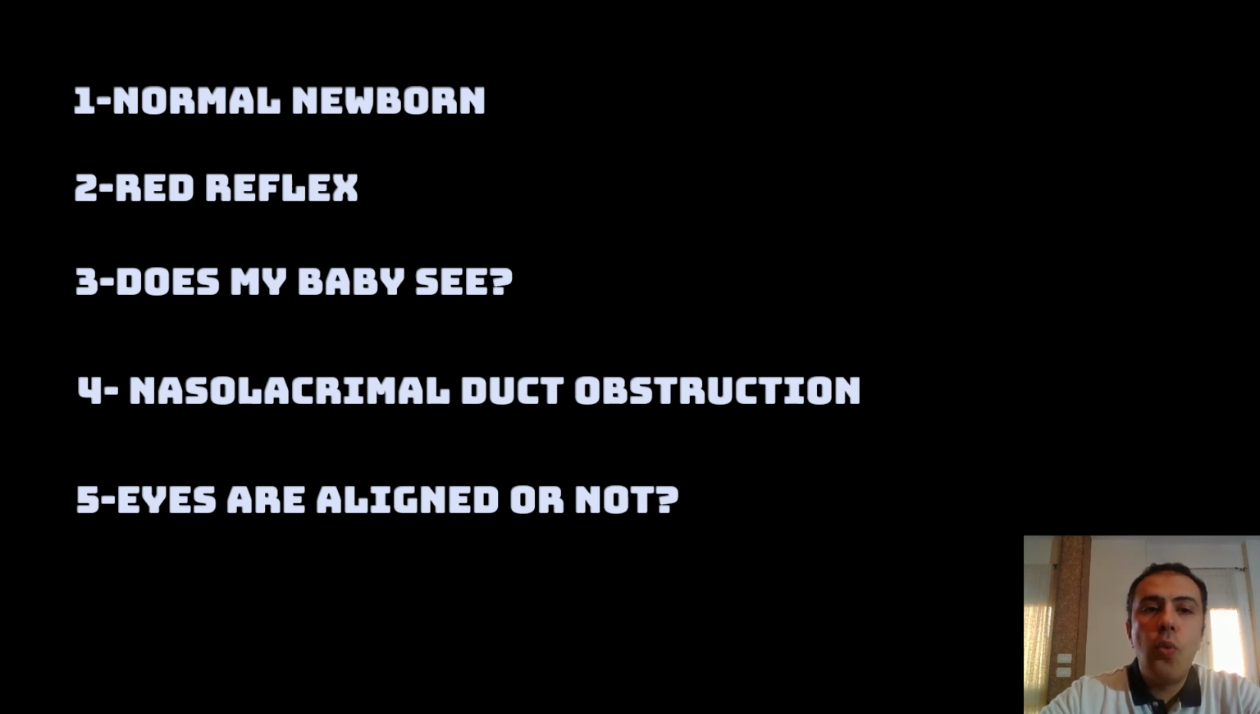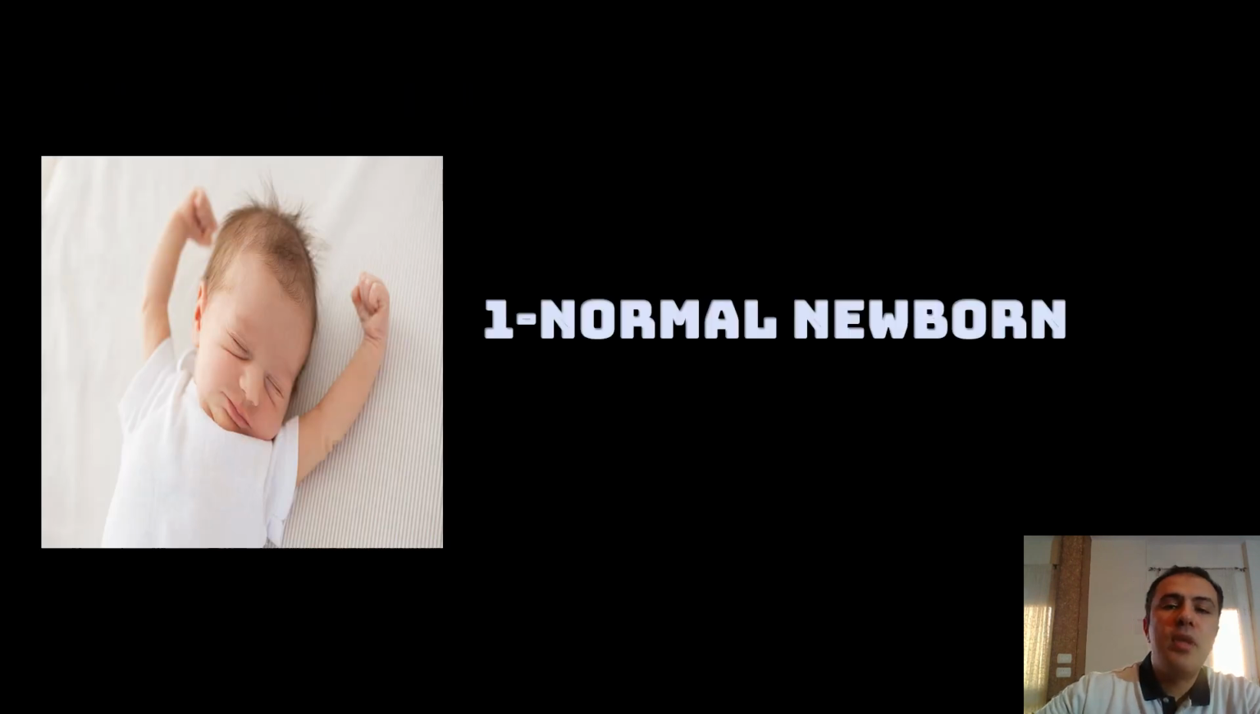I'll start with what we have to search for in a normal newborn. Second will be what about the red reflex and what's its importance. Third topic will be how can I assess visual acuity in a normal child. Fourth, what about nasolacrimal duct obstruction and what are the common pitfalls we usually meet in our practice in pediatric ophthalmology. And last one will be how to assess for presence or absence of strabismus in a child. Let's start by how to assess a normal baby.